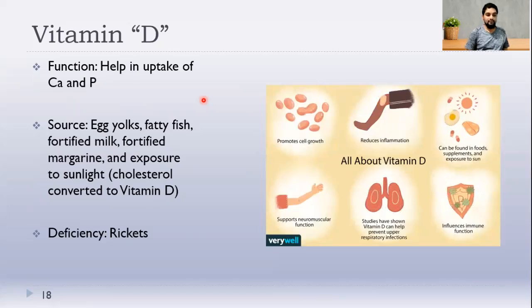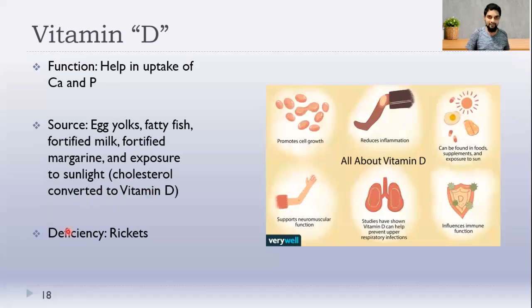Next, we have vitamin D, and the function of vitamin D is to help in the uptake of calcium and phosphorus. Sources of vitamin D include egg yolk, fatty fish, fortified milk, margarine, and exposure to sunlight. About 10 to 15 minutes of exposure to sunlight is enough to provide the vitamin D that you would need. And how does this happen? How is it that the sunlight causes us to have vitamin D? The cholesterol that is found below the skin surface is converted into vitamin D.